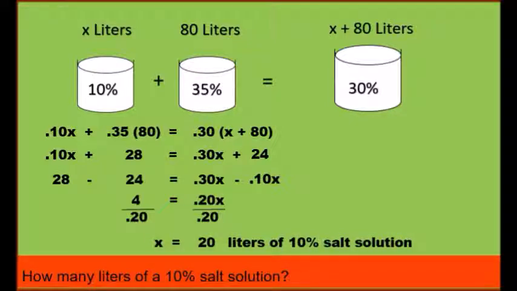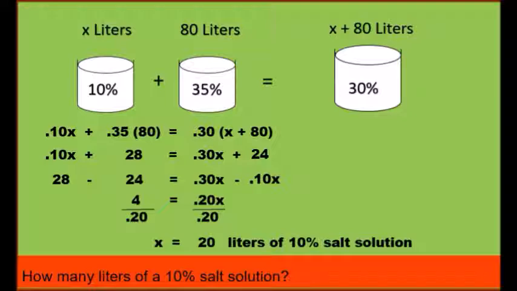0.35 times 80 is 28. Nakuha. Using your calculator. Equals 0.30x plus 0.30 times 80 is 24. I-distribute mo ito. Ito, i-distribute mo 0.30, 0.30x, 0.30 of 80 is 24. Nakuha. So, ang natira is 28. Ililipat mo itong 24.